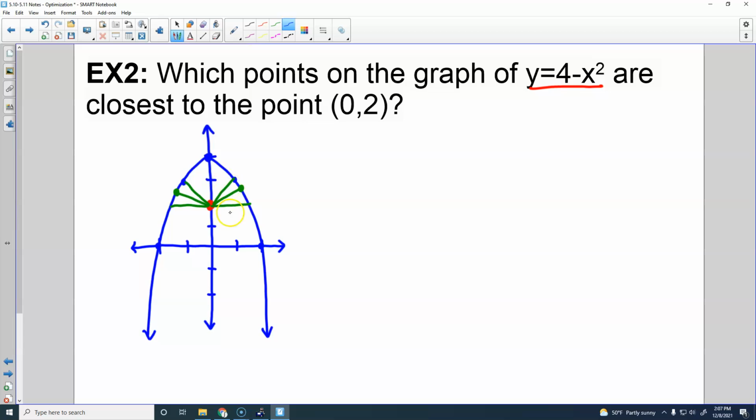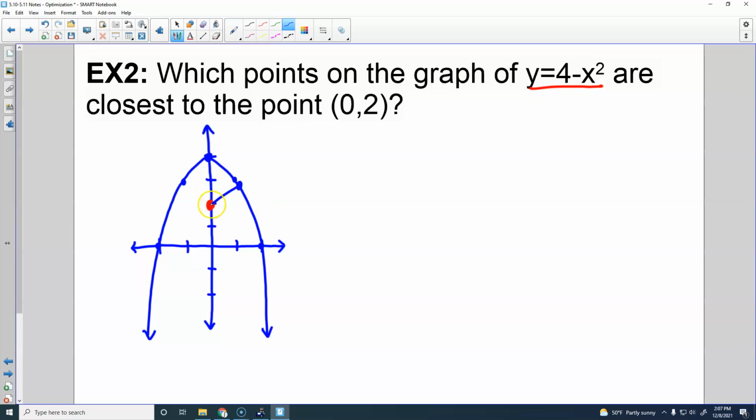So we need to know what is closest. Let me erase this right here. One of the reasons I really wanted to graph this is because I wanted you to also see if you have a positive x, there's going to be a negative x that also goes with it. So we should have 2 points, right? Whatever point we end up with over here, we're going to have that same over on the other side, but negative.